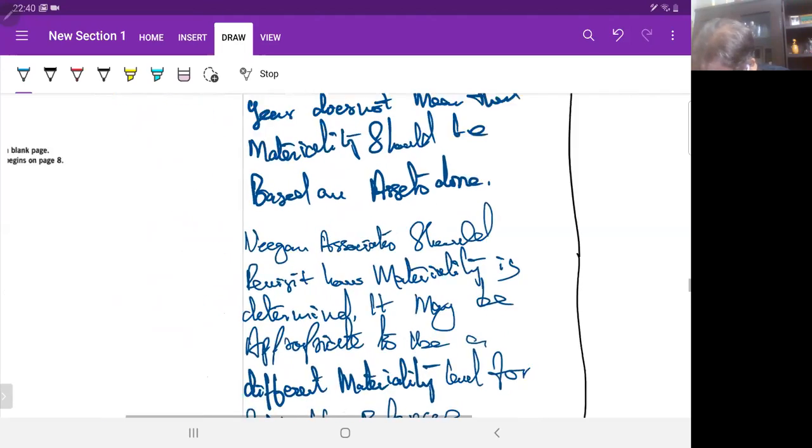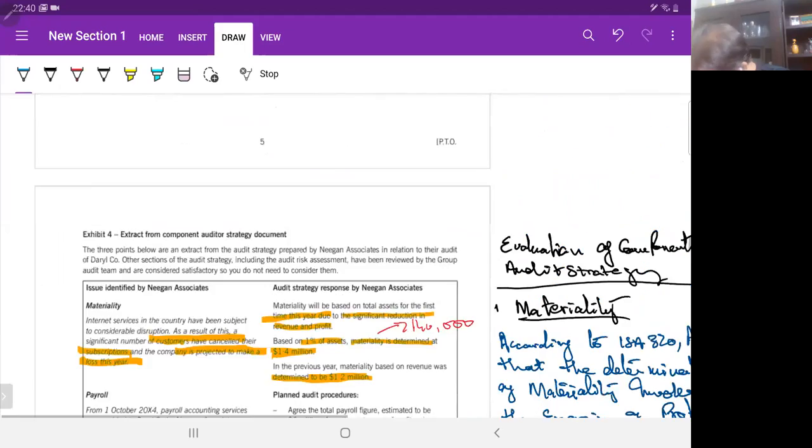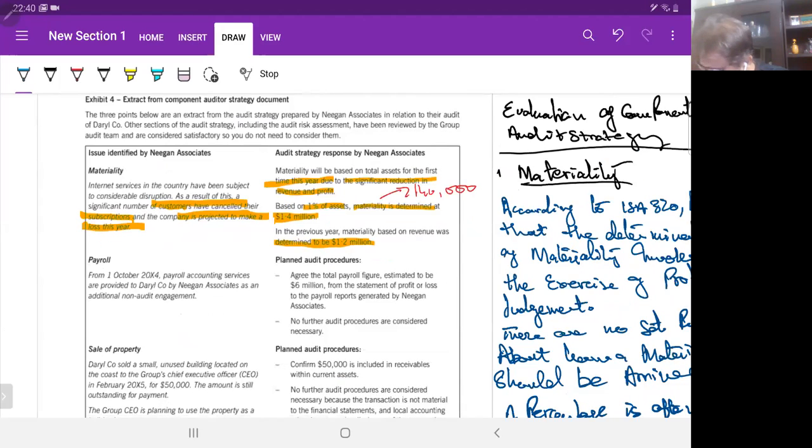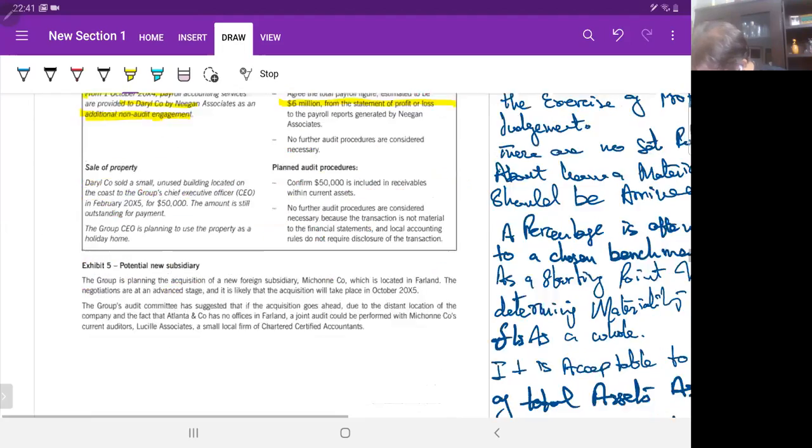Right now, I'm going back to the other part of the question, which is payroll and what it's saying. From 1st October 2004, payroll accounting services are provided to Darrell Co by Negan Associates as an additional non-audit engagement. What are the planned audit procedures? Agree the total figure estimated to be 6 million from the statement of profit or loss to the payroll reports generated by Negan Associates. No further audit procedures considered necessary.